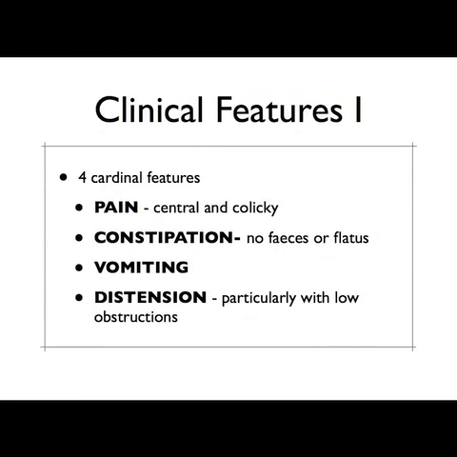Okay. Constipation. Often people say absolute constipation, so not only are you not passing feces, but also there's no flatus. Vomiting, which in small bowel obstruction often the onset is earlier. And finally distension, as we've mentioned before, if the air can't backtrack, then it builds up and causes a big tummy.